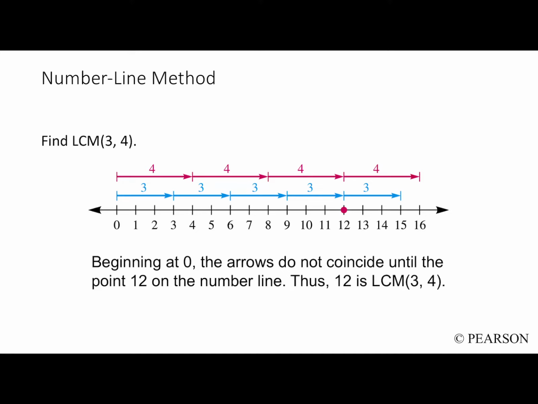And I just want to see where those arrows line up. And you can see that they line up for the first time here at 12. So the least common multiple of 3 and 4 must be 12.